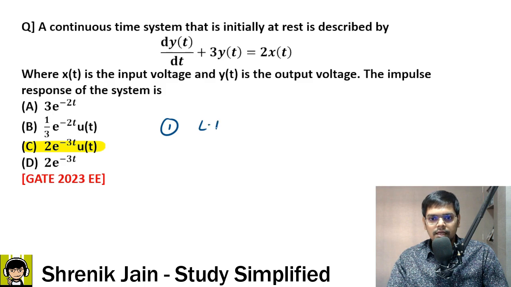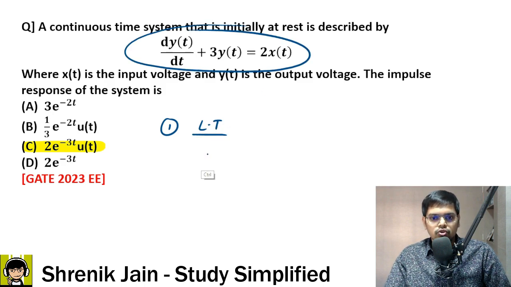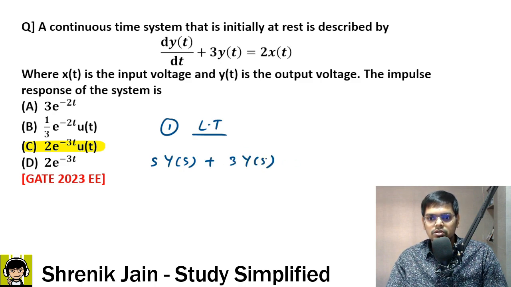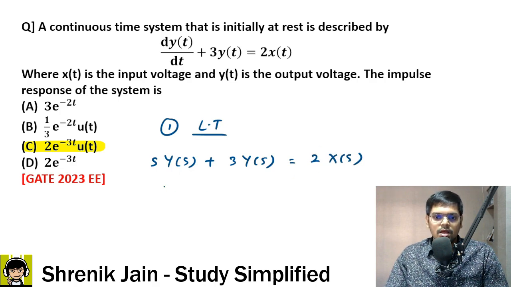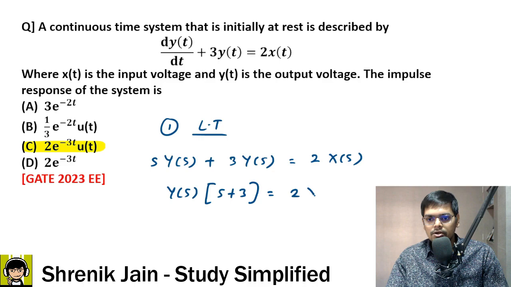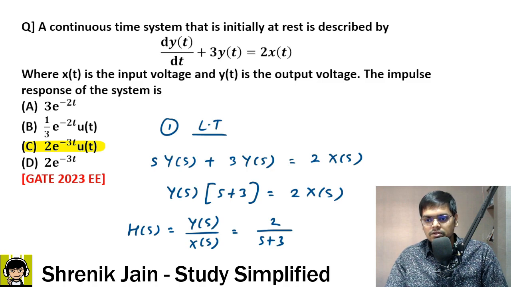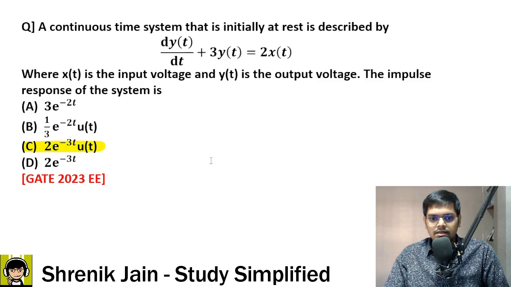First step, taking the Laplace transform of this above equation. So we are getting Laplace of dy of t upon dt is s times Y of s. The next term, Laplace of 3y of t is 3Y of s, that is equal to Laplace of 2x of t is 2 times X of s. Now in the left hand side, Y of s can be taken common, bracket is s plus 3, right hand side 2 times X of s. Now rearrange, Y of s by X of s is equal to 2 by s plus 3. Now this thing is nothing but H of s. Once you got your H of s, then take the inverse Laplace transform to get the answer.